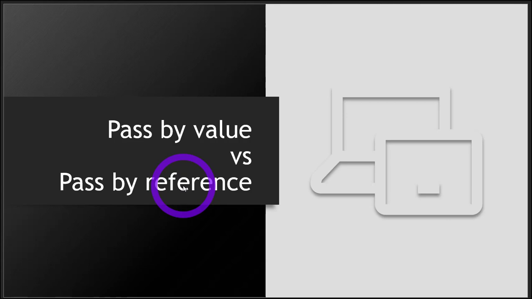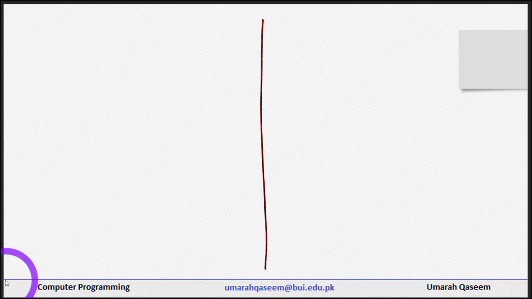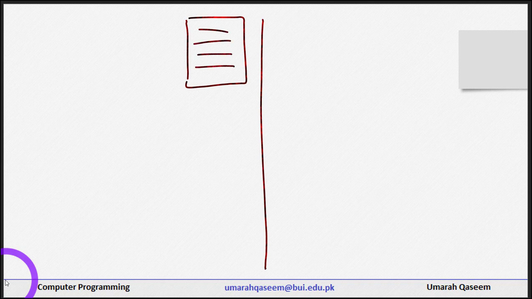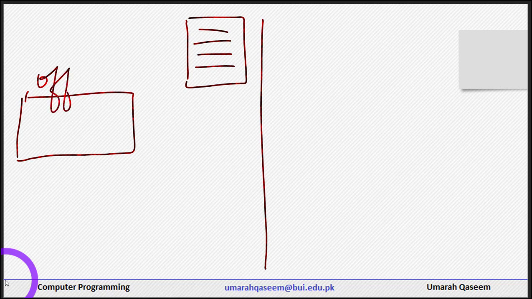To understand that, let's consider a real life example or scenario for both these function calls. Suppose your professor has some notes. These are the notes of your professor, and he wants to give them to you so that you can learn. His notes are present somewhere in his office. So this is his office, and maybe this is his table, and the notes are present there on the table. He wants to give them to you.